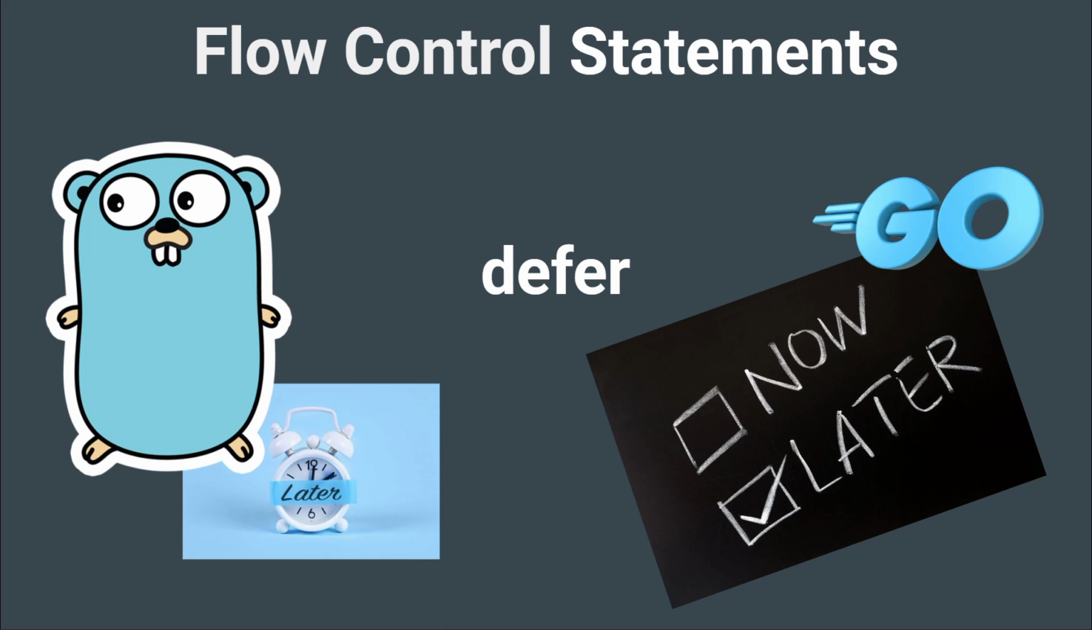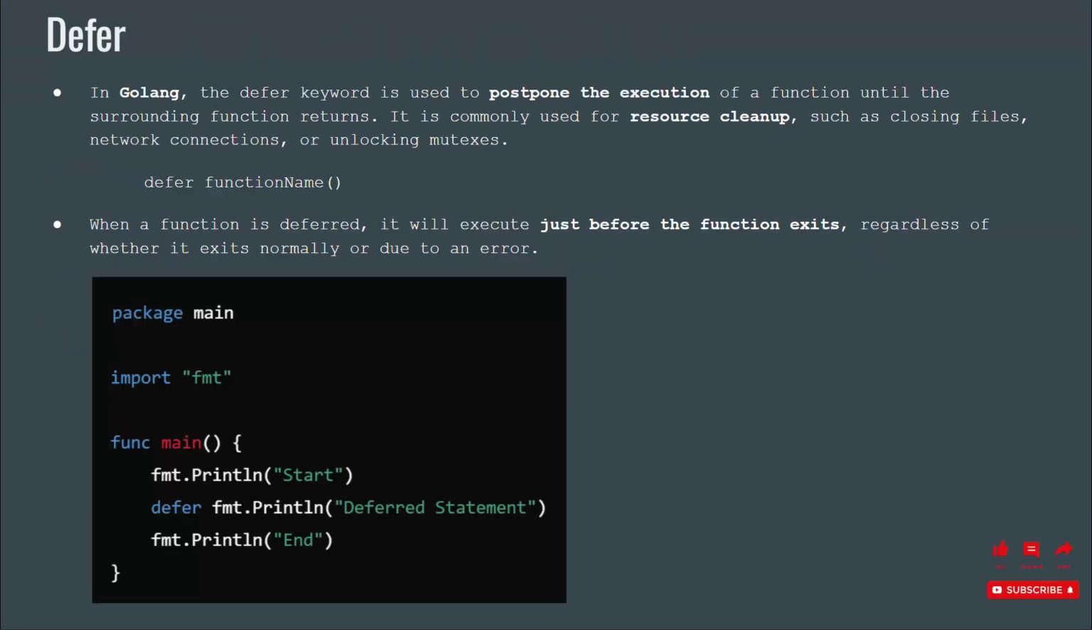Hello everyone, in this lesson we are going to discuss another flow control statement in Golang, defer. In Golang, the defer keyword is used to postpone the execution of a function until the surrounding function returns. It is commonly used for resource cleanups such as closing files, closing network connections, or unlocking mutexes.